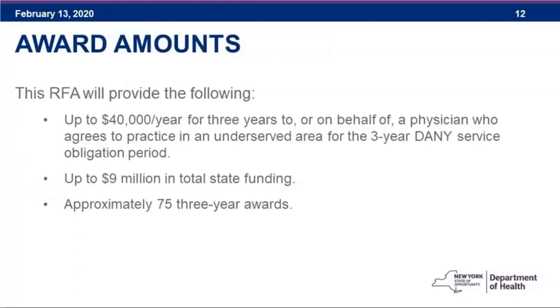So what are the award amounts? The RFA will provide the following: up to $40,000 a year for 3 years on behalf of a physician who agrees to practice in an underserved area for the 3-year Danny service obligation period. And again, underlining a 3-year obligation. There's up to $9 million in total state funding for this opportunity, and we anticipate approximately 75 3-year awards.